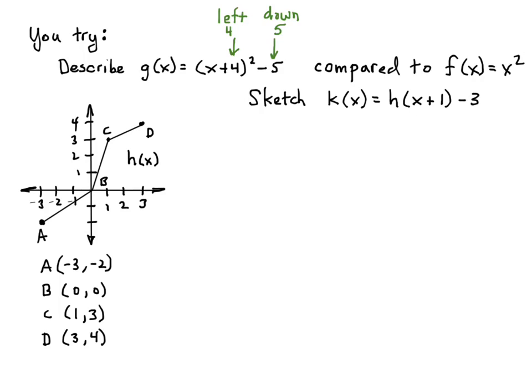Here's one. What if we want to sketch this graph? Now, I don't have any explicit equations here, but I do have some points. So how would you do this? My k at x is going to be h at x plus 1 minus 3. I don't have a formula. But see if you can first envision what it does, and then see if you can actually make the plot of it.